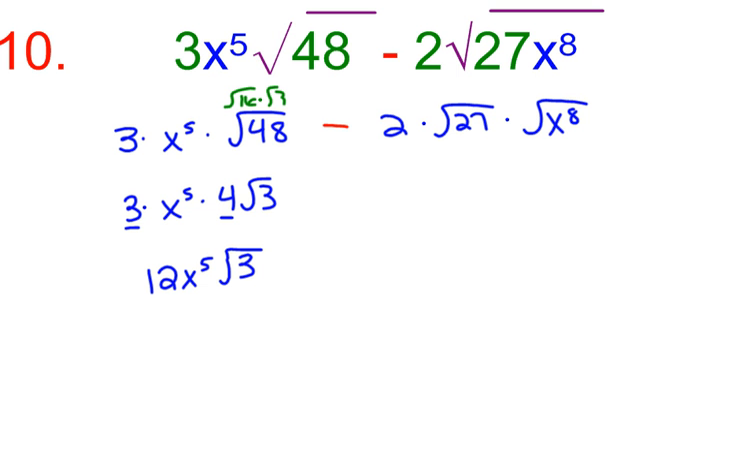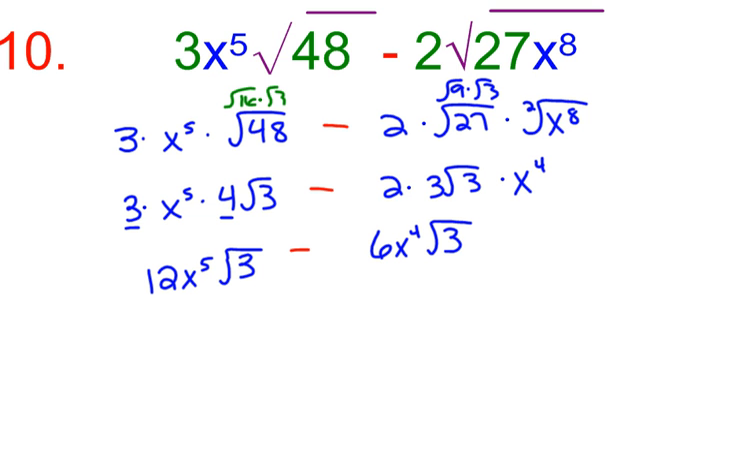Then I bring my minus sign down, and I'll break down my other term. Square root of 27 is root 9 root 3. So I'd have 3 root 3. And then square root of x to the 8th, I can take 8 divided by 2 and get a 4. So it's x to the 4th. So when I combine here, when I multiply, I get 2 times 3 is 6. And then that x to the 4th is not under the radical, so I'll bring it outside. And then root 3.